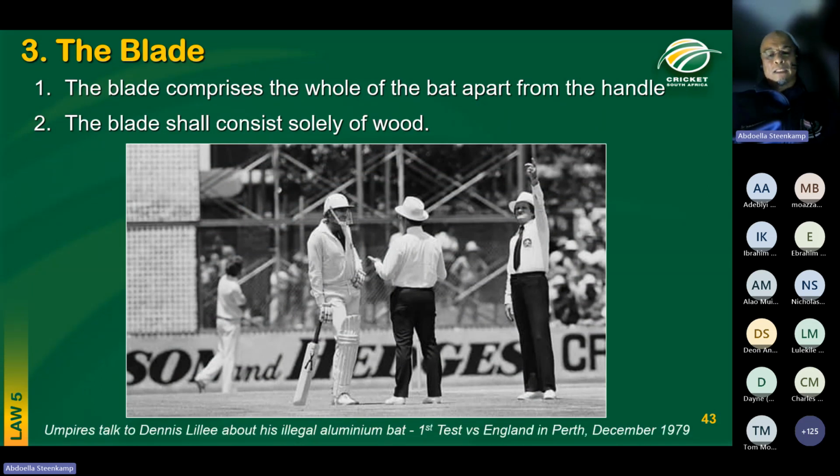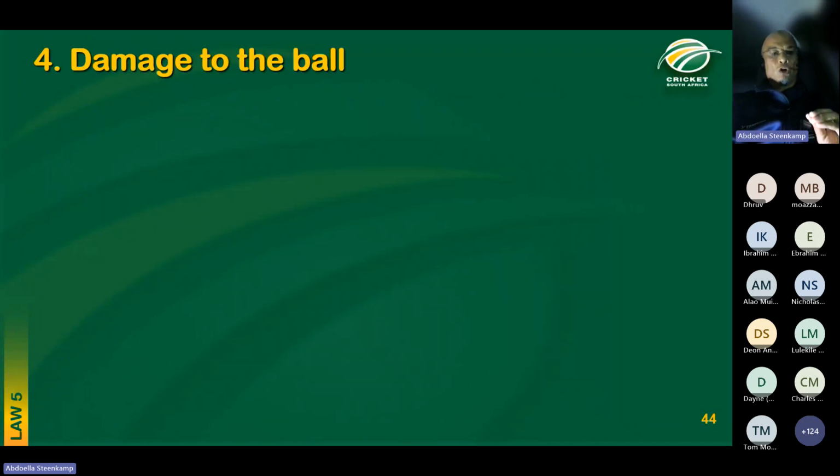Many years ago, in December 1979, and this law was actually changed in January 1980, because prior to January 1980 there was no law saying with regards to the blade, no law saying it has to be wood. So what Dennis Lillee did was, he came to bat with an aluminium bat. At the time it was still legal, but after that, in January 1980, the law changed, and they put in the law that the blade can only be of wood.